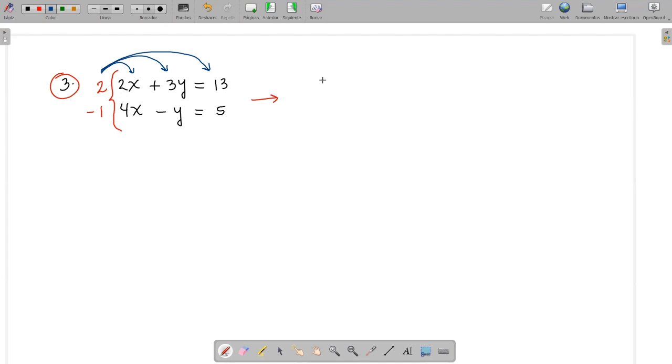Now, 2 times 2 is 4x. 2 times 3 is 6y. And 2 times 13 is 26. Now the same. Minus 1 times 4 is minus 4. Did you see? Now we have the two 4s, two equal numbers, but one positive and the other negative. So in that way, we can cancel that. Minus 1 times minus y is positive y. And minus 1 times positive 5 is minus 5.